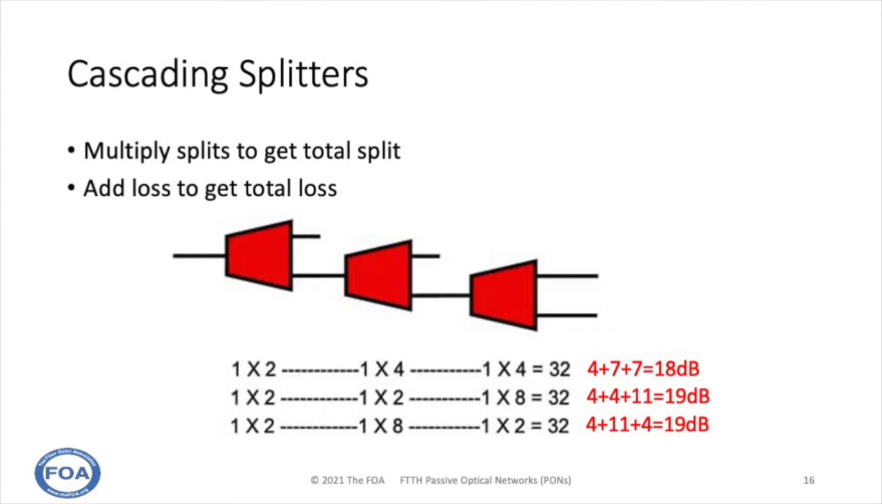So here are some examples of cascading splitters to get up to a 32 split. And then we use the data in the previous table to calculate the loss. And you can see that the loss doesn't change that much to get to the 32 split. So cascading splitters is actually a very efficient way of designing networks.